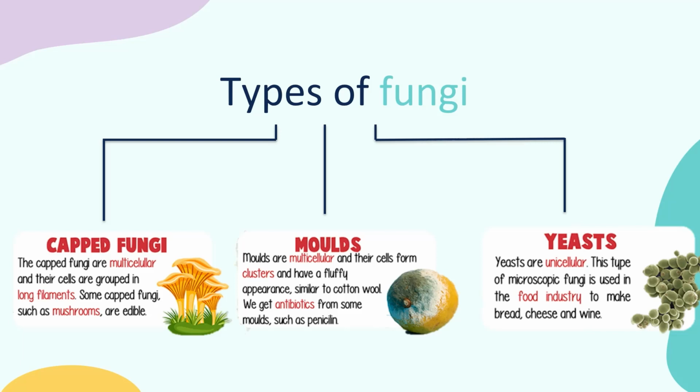Now, molds. Molds are multicellular and their cells form clusters and have a fluffy appearance, similar to cotton wool. We get antibiotics from some molds, such as penicillin. And finally, yeasts. Yeasts are unicellular. This type of microscopic fungi is used in the food industry to make bread, cheese, and wine.